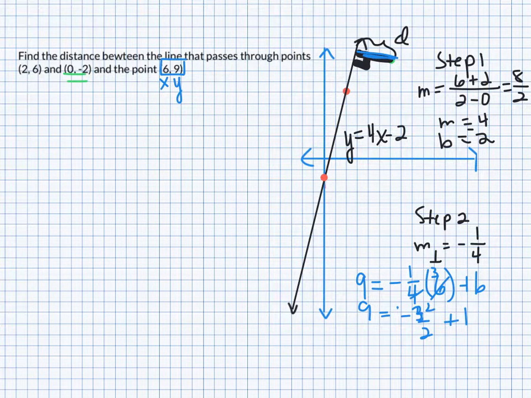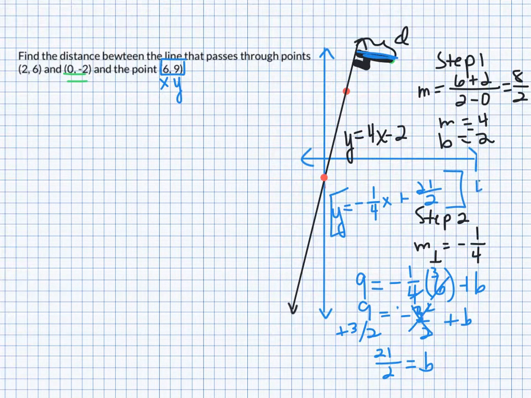Plus b. We're going to add 3/2 on both sides. And so 9 is equal to 18/2, so 21/2 is equal to b. So the equation of my perpendicular is y = -1/4 x + 21/2, which I'm going to multiply by 4 to get rid of that fraction.